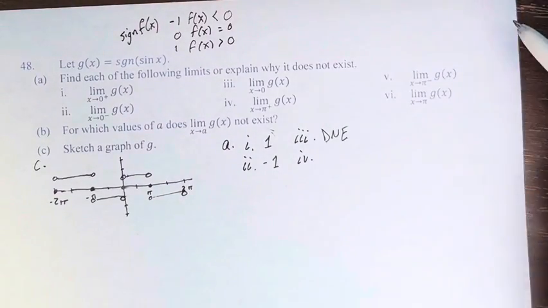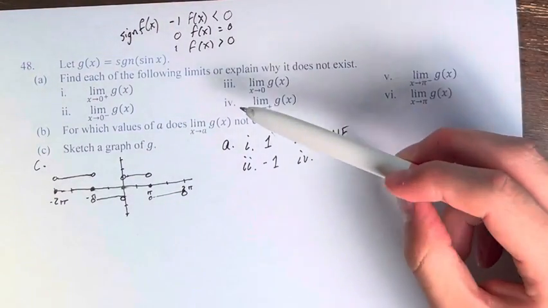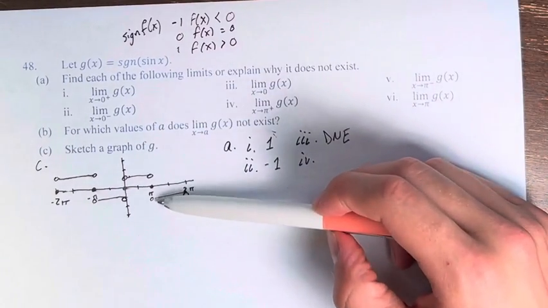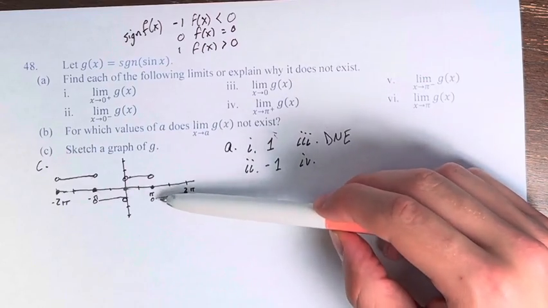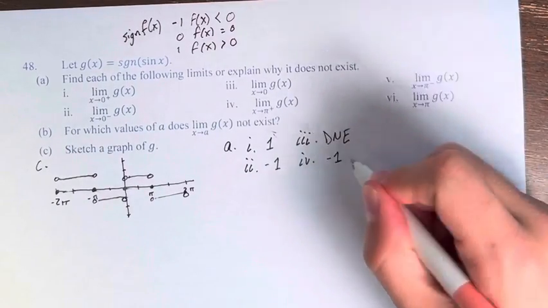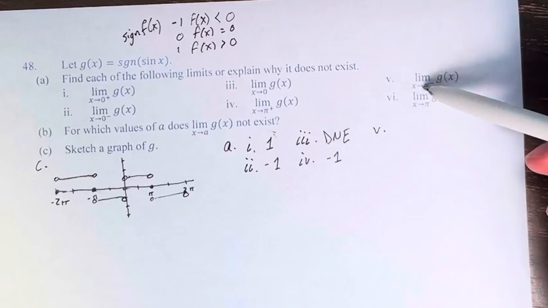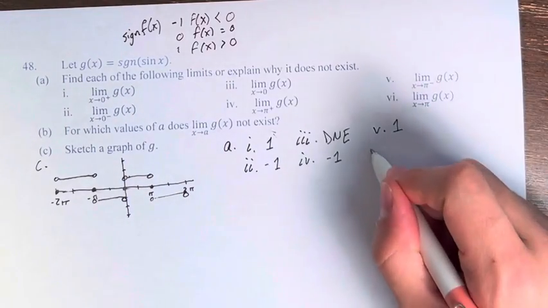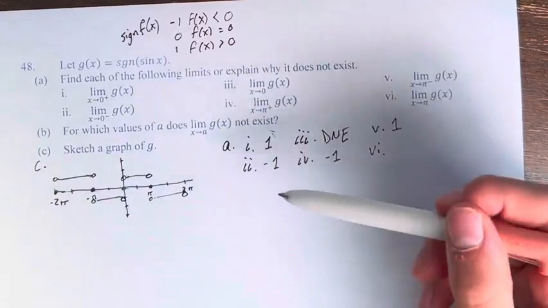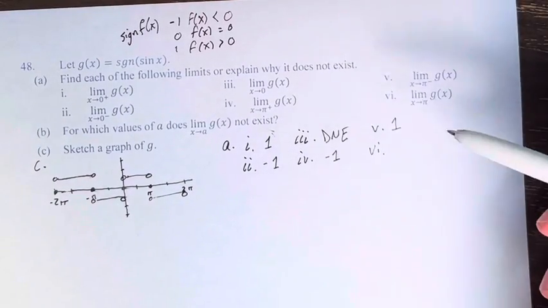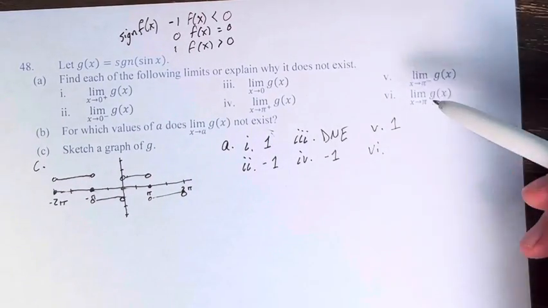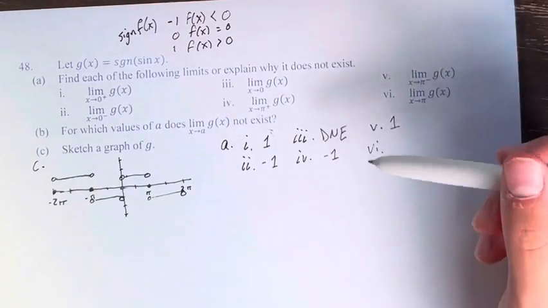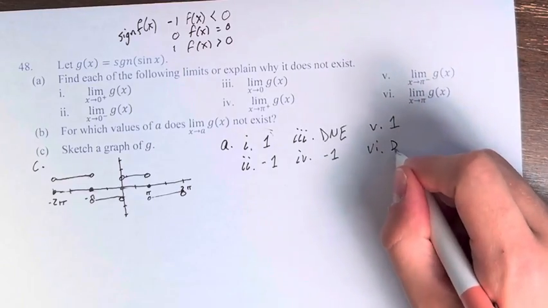Next, we have the limit as x approaches pi from the right. So it's coming here, approaching it from the negative values, so it's -1. For 5, from the left, approaching it from +1. And again, you can probably see why I graphed it first, because it's really easy to see what the limits are when you've actually graphed the function. And in 6, the limit as x approaches pi, again, from the left and right don't equal each other, so it does not exist.